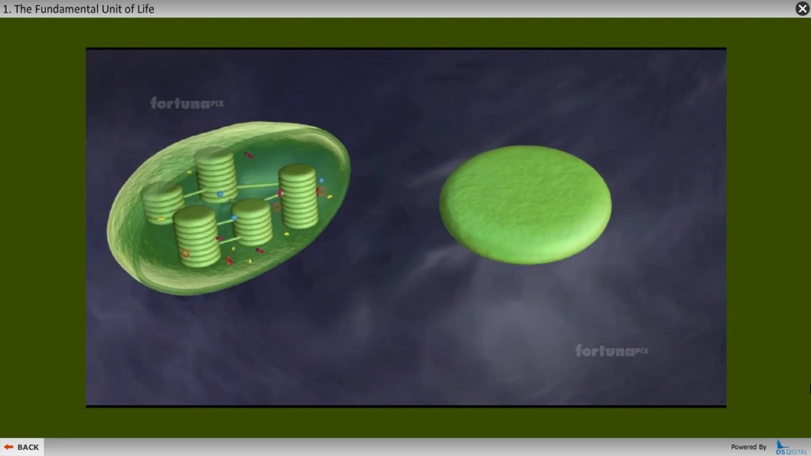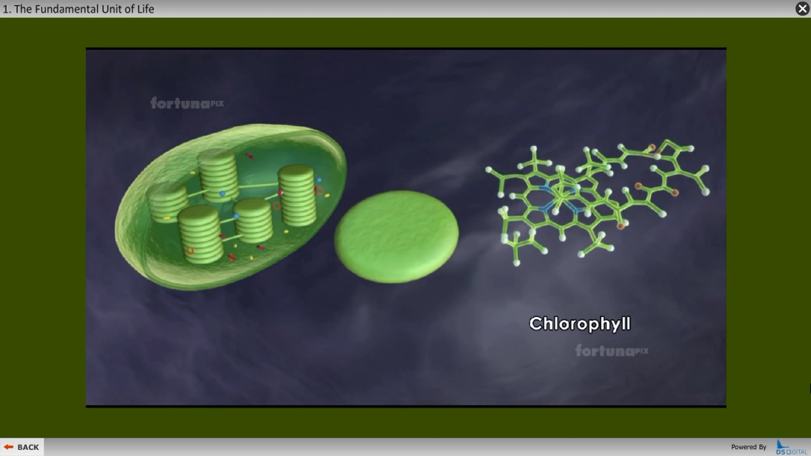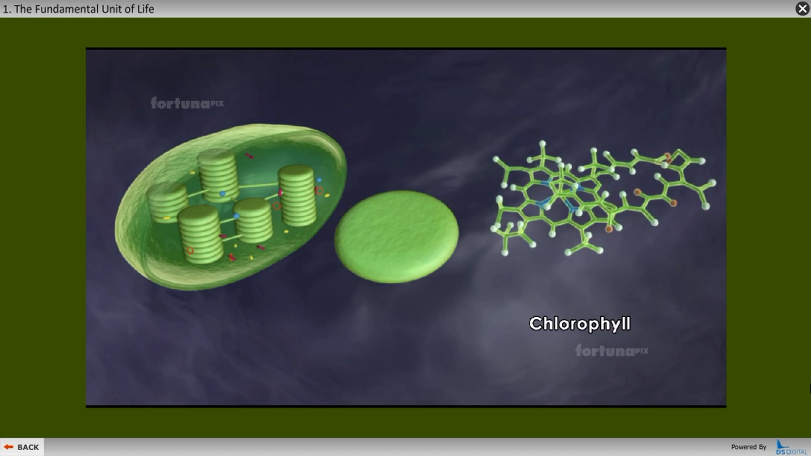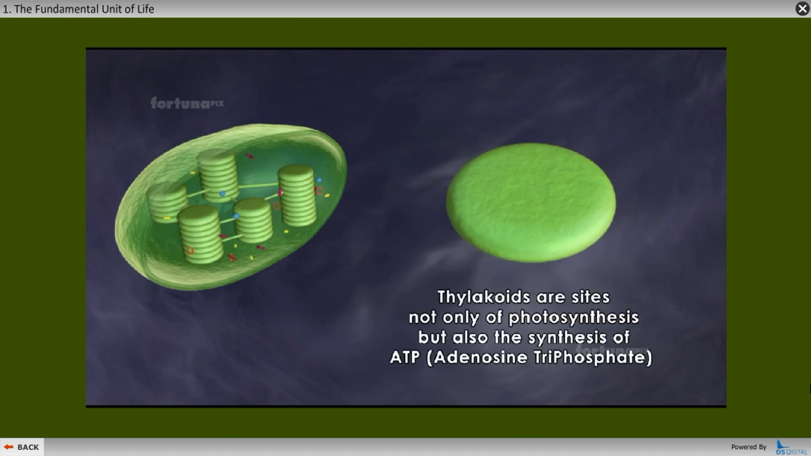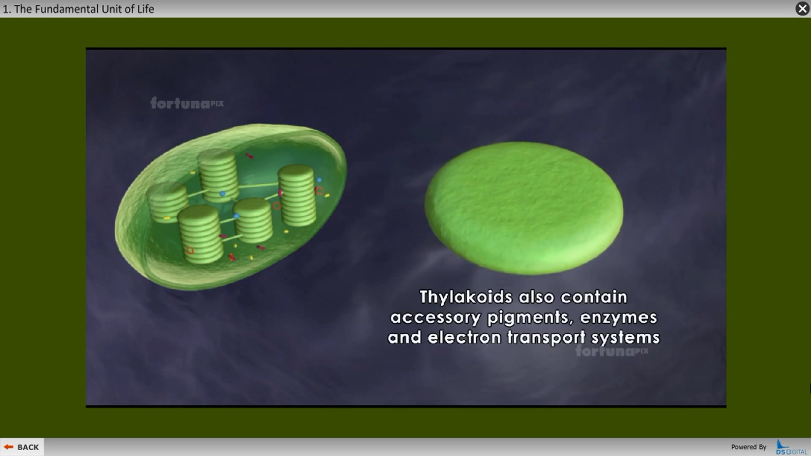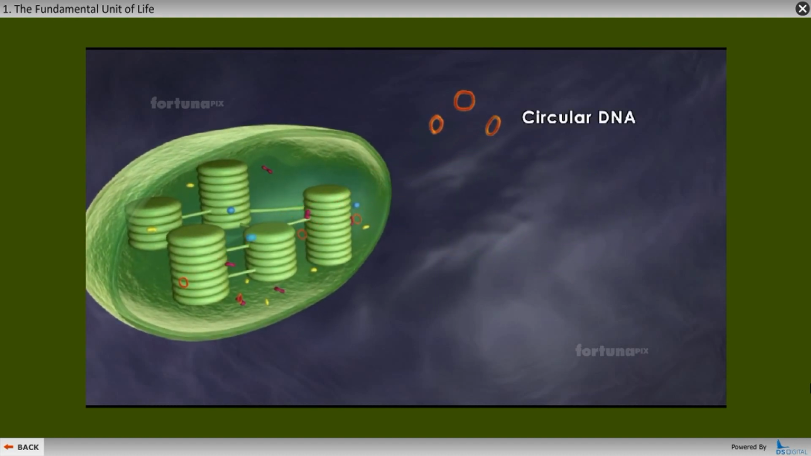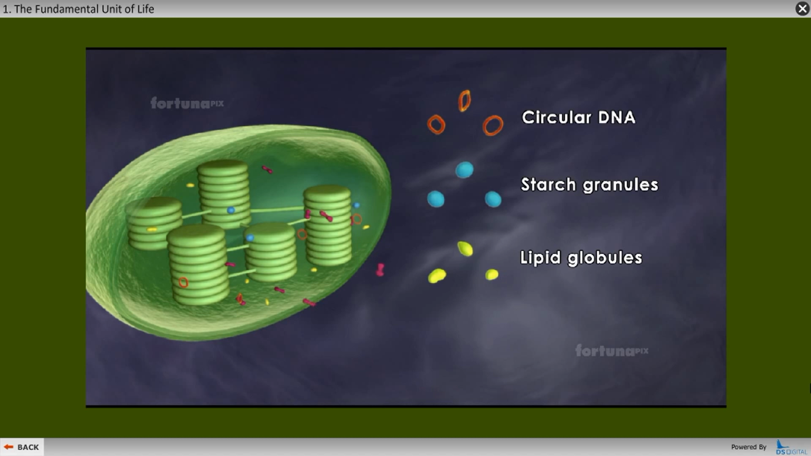On the surface of the thylakoids, molecules of green pigment called chlorophyll are present. Thylakoids are the sites not only of photosynthesis, but also the synthesis of ATP, otherwise known as adenosine triphosphate. The thylakoids also contain accessory pigments, enzymes, and electron transport systems. Within the stroma, circular DNA, tiny lumps of starch granules, lipid globules, and ribosomes are present.